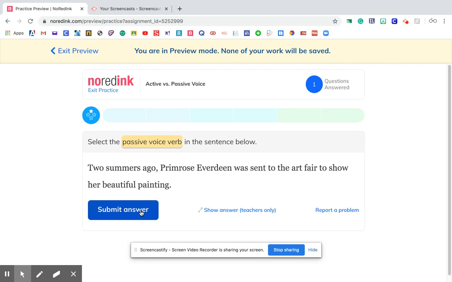"Two summers ago, Primrose Everdeen was sent to the art fair to show her beautiful painting." So Primrose Everdeen is the subject of the sentence. And what is being done to her? That passive voice verb is was sent, because Primrose was sent to the art fair to show her beautiful painting.